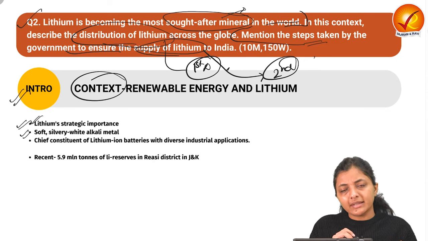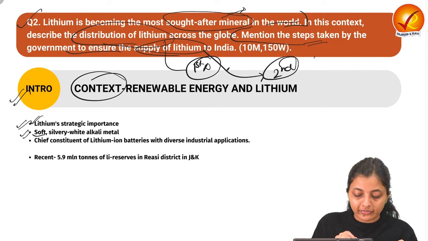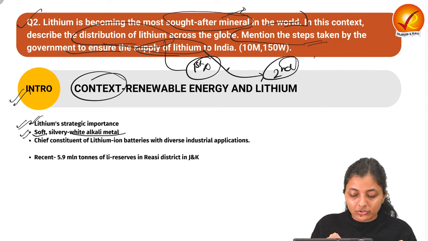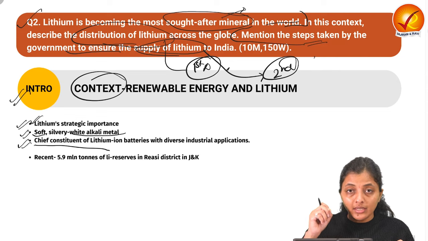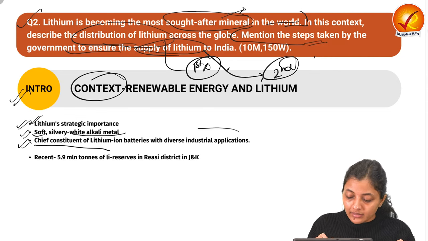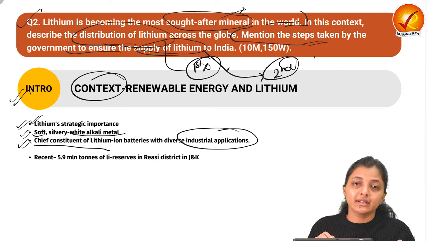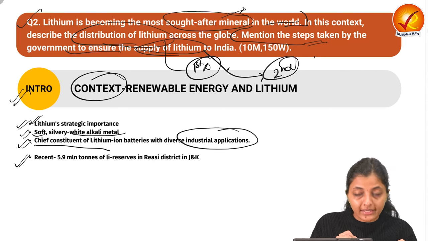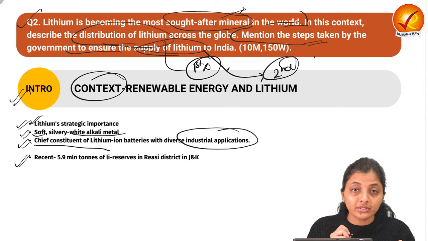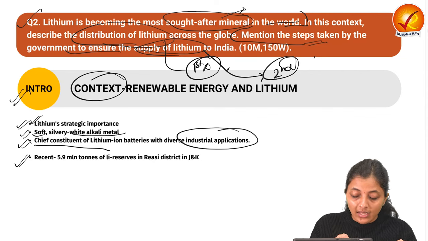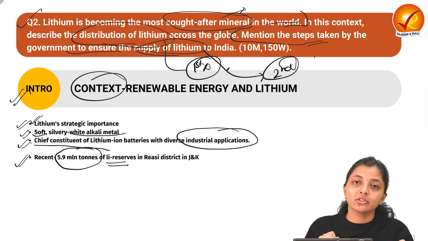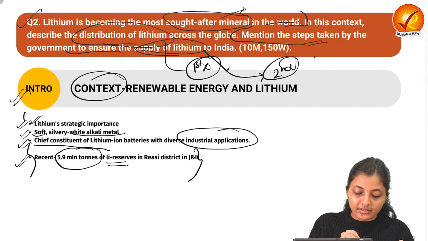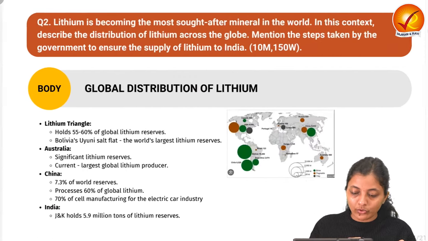Also, you can write about some characteristics of lithium, that it is a soft, silvery, white alkali metal. It is also known as the white gold. And also it is a chief constituent of the lithium ion batteries, EV, electric vehicles, which the government is pushing for. And this lithium has wide industrial applications as well. Also, you can take some recent context that the Geological Survey of India has recently discovered about 5.9 million tons of lithium reserves in the Reasi district of Jammu and Kashmir. So anyways, you can write about the introduction. Then move on to the body part.